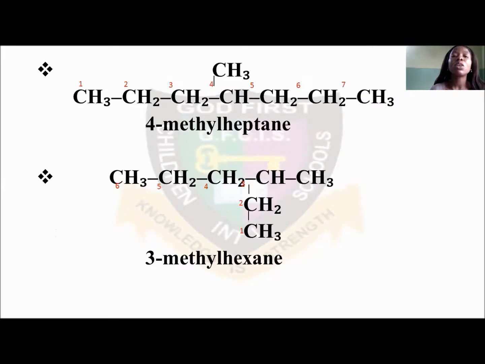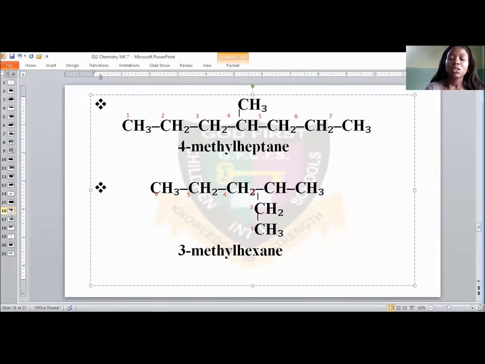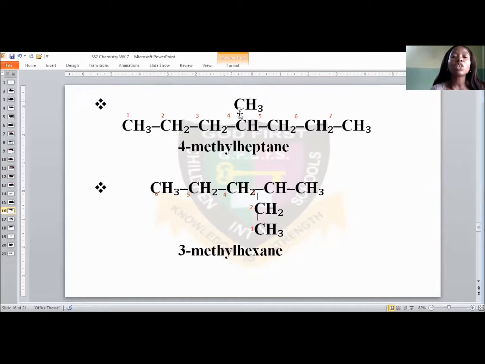Let's look at an example. Look at the first one. You have this chain of carbon. Now, you notice this is the substituent. The substituent is this CH3. So now you have this substituent attached, according to our numbering, to carbon 4.